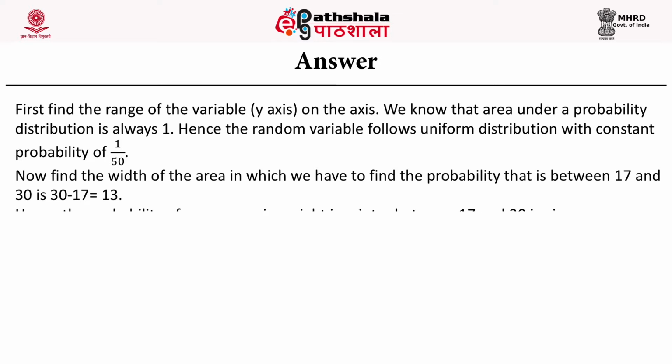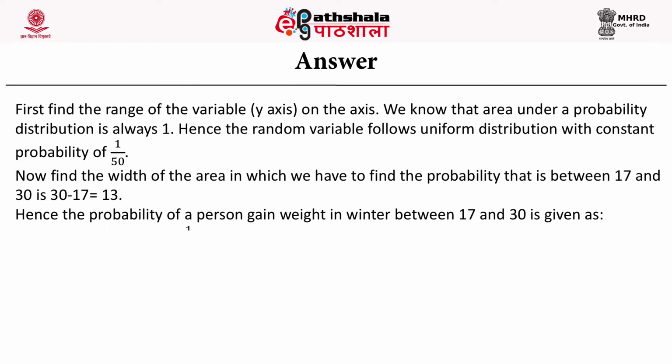Now find the width of the area in which we have to find the probability that it lies between 17 and 30. So we have a range that is 13, which we derived after subtracting 17 from 30. Hence the probability of a person gaining weight in winter between 17 and 30 is given as 13 into 1 upon 50, that is 0.26.